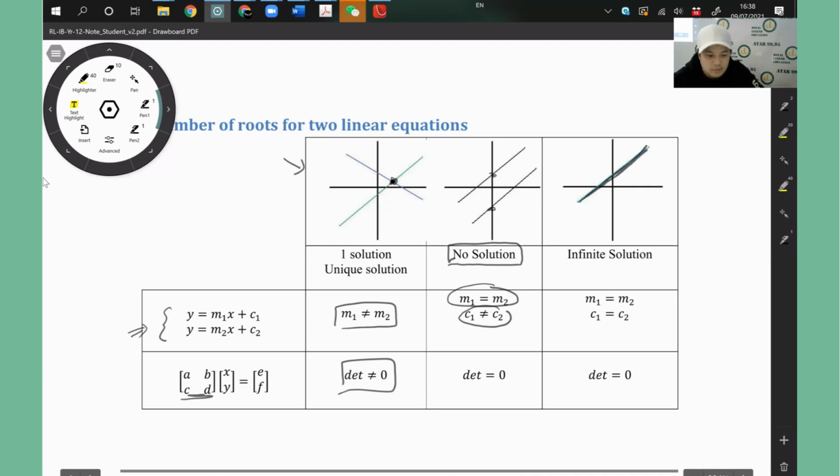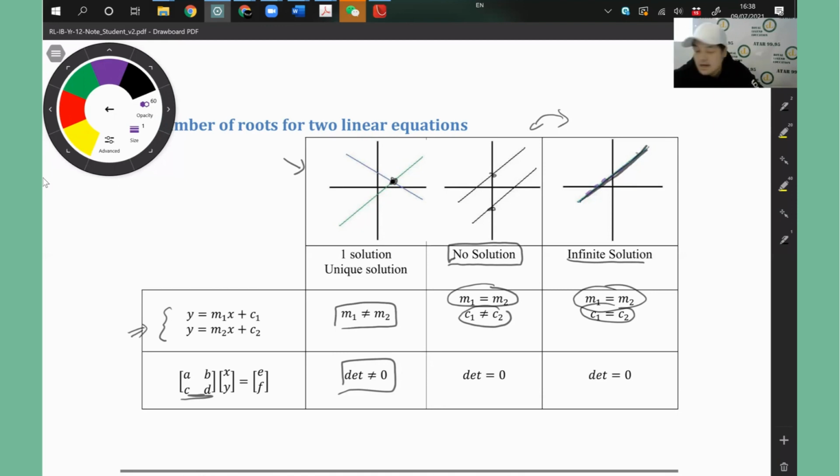The last situation is if two linear equations are on top of each other, which means kind of parallel. They're still parallel, but on top of each other, which means gradient the same, y-intercept the same, they will have infinite solutions, which means they have so many intersections. And for these two, they both will show determinant equals 0. Determinant for this matrix equals 0.